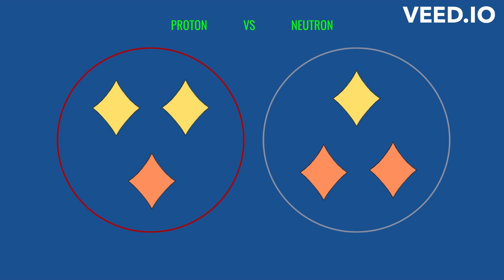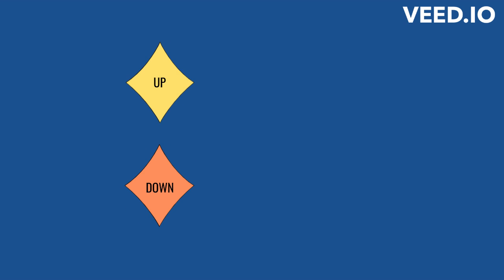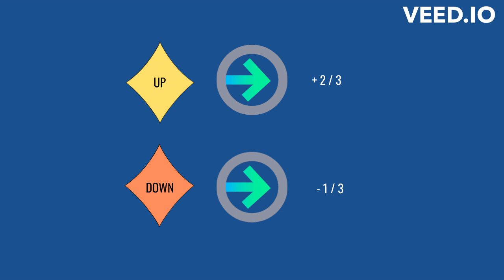Since protons have a charge of +1, these quarks must have fractional charges. That means an up quark has a +2/3 charge, and a down quark has a -1/3 charge.